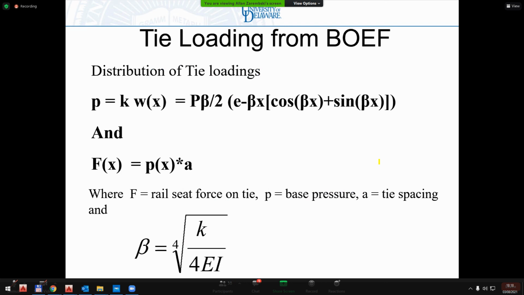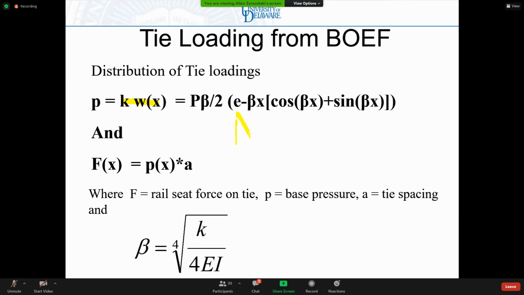Now, remember, let's go back to our fourth order differential equation. We had a fourth order term, which is EI d4w dx to the fourth. We had a KW term, which was my foundation support term, and then we had a load term. So essentially, the KW term represents the distributed load.